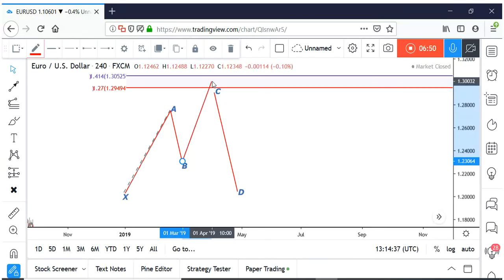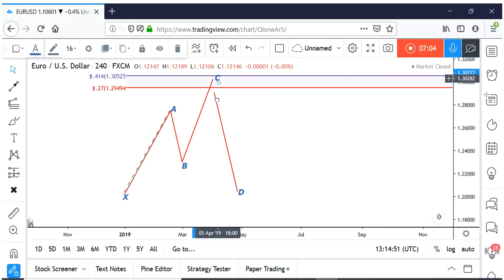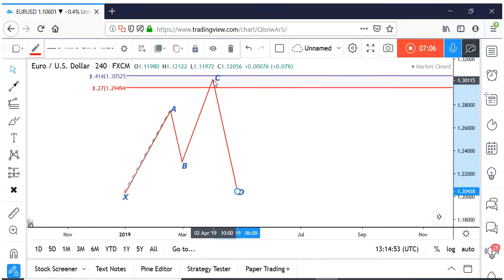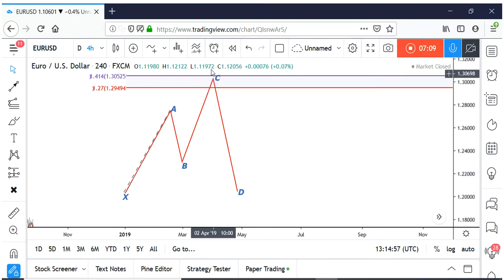If it goes inside the zone, that is fine. If it crosses 1.414 and then closes below it, fantastic, it's still valid. Okay, so let's just leave it here for education purposes. So that's our C leg. It must not close above 1.414.